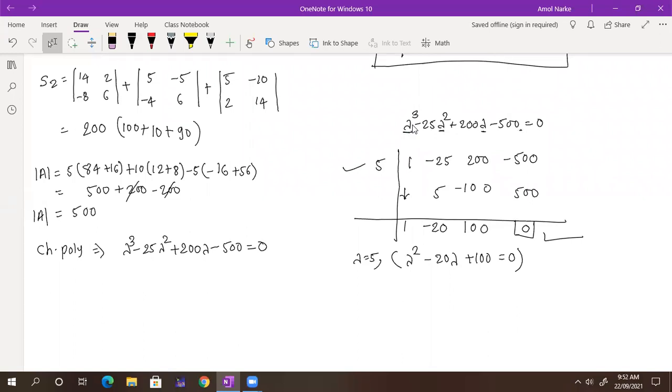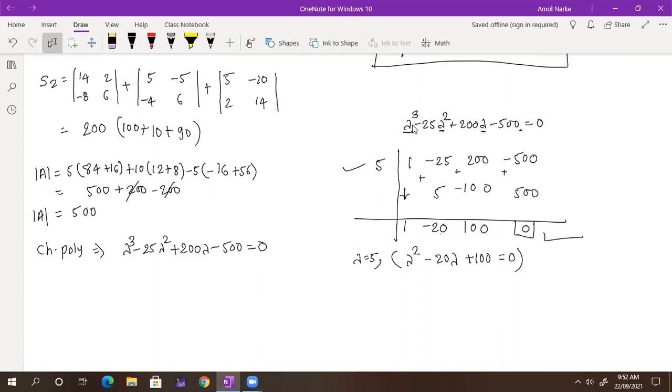I take the first element as it is, down: 1. I multiply 5 into 1 and write it here. Then I add: minus 25 plus 5, I get minus 20. Again I multiply 5 into minus 20, and I get minus 100. I add: 200 minus 100 is 100. Again 5 into 100 is 500. If I add minus 500 plus 500, it becomes 0. So when it becomes 0, it means 5 is the root. So lambda equal to 5 is my first root.